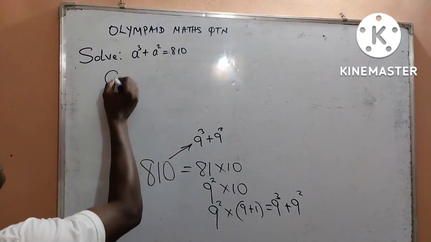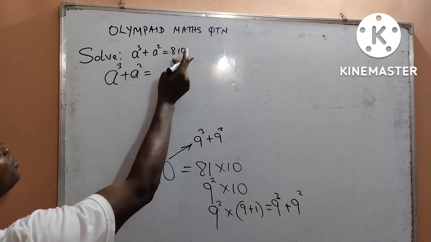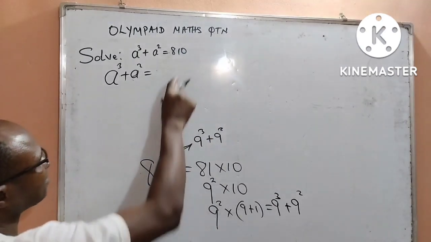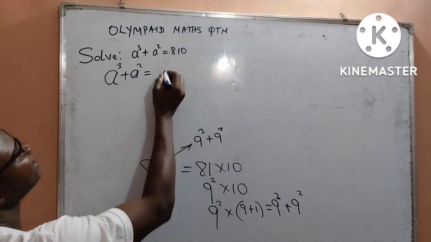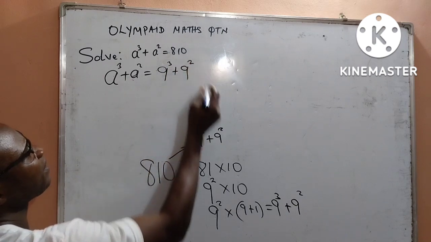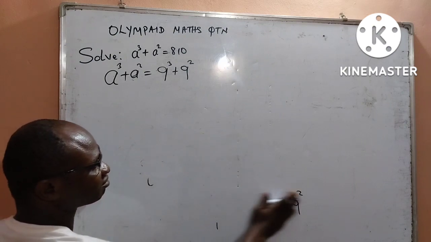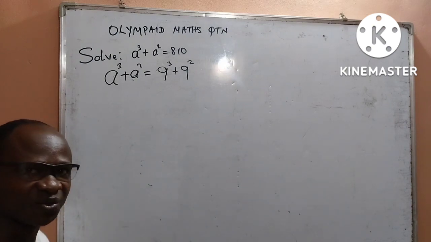Therefore, I will now write a raised to power 3 plus a raised to power 2 is equal to, my 810 will now be written as 9 raised to power 3 plus 9 raised to power 2. So this is the first step we have taken. Trust it is well understood.